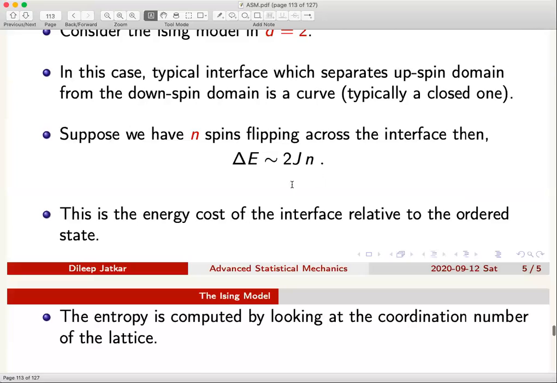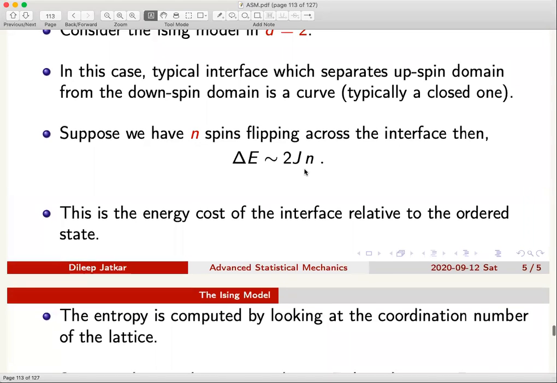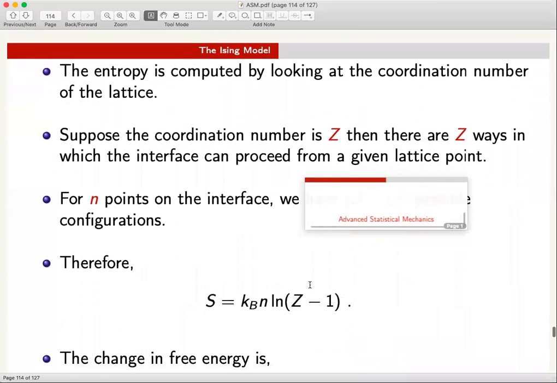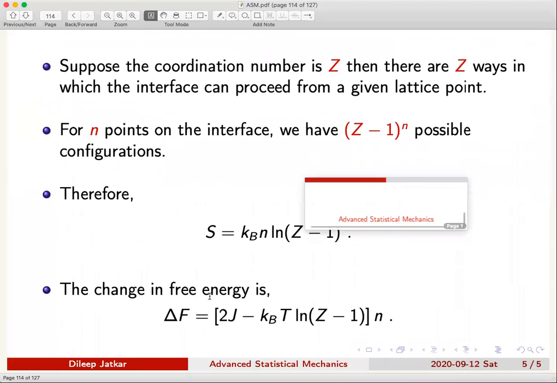So our delta E is this. That means the ground state energy plus 2 times J times n is the interface energy. Okay, and the interface entropy is this. Anyway, we want to find the differential, so we don't even have to put in the ground state energy. The total cost in the free energy to get the interface is 2 times J times n sitting outside here minus k_B T times log of (z minus 1).